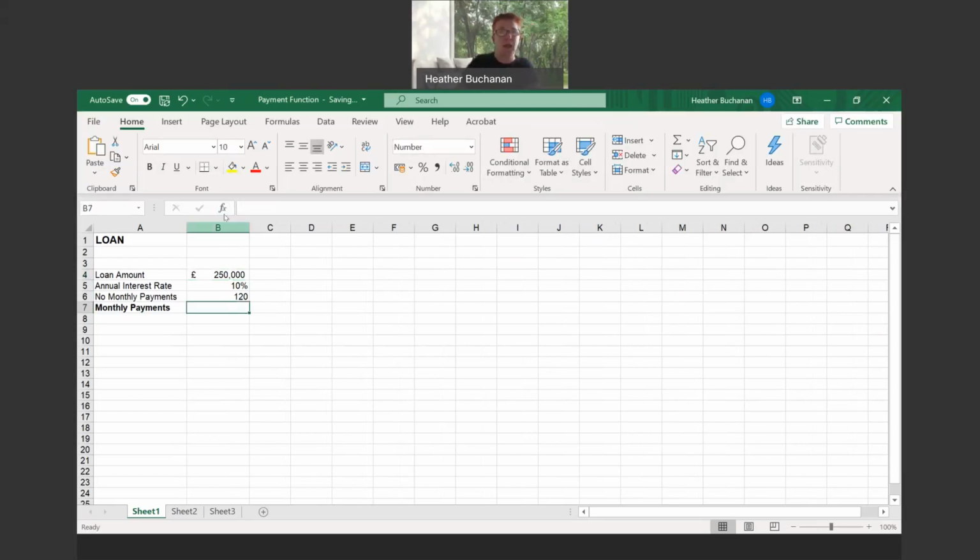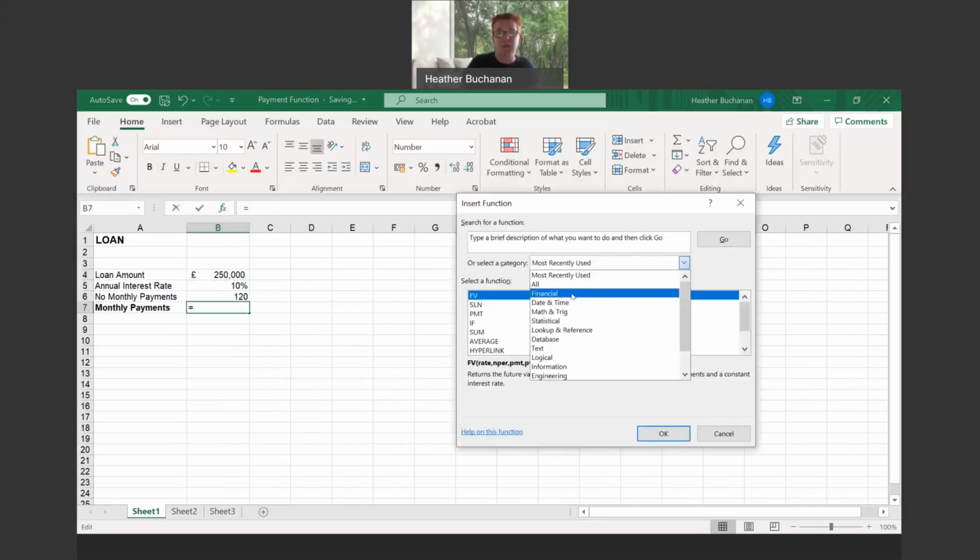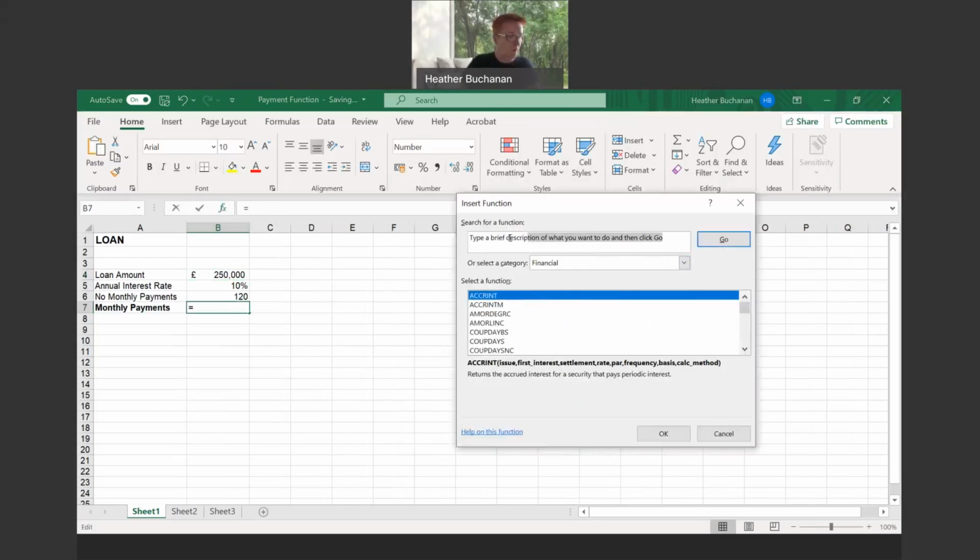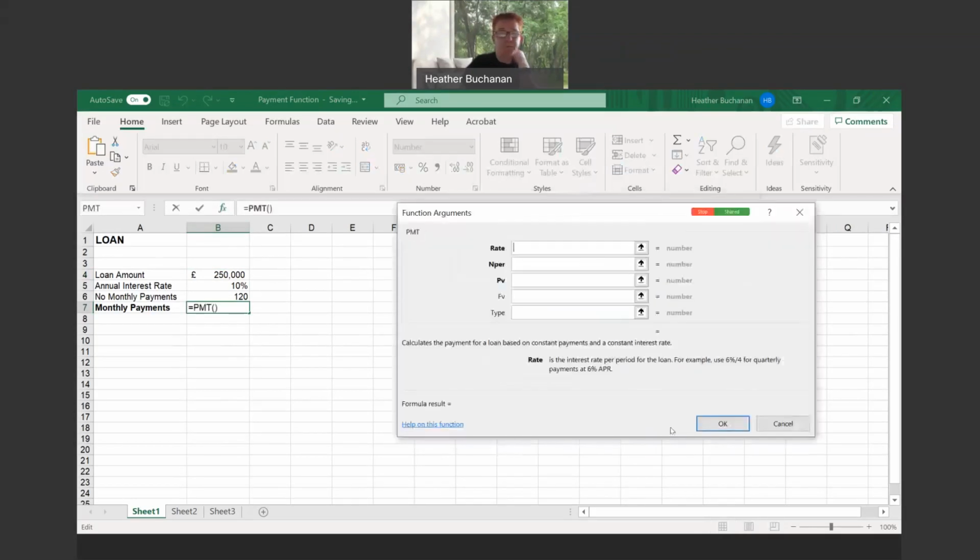So again, I use my FX to insert a function. Again, you would go to financial and search for PMT, the payment function. Try that again, PMT, and click on go, and here we have it. It tells me here, calculates the payment for a loan based on constant payments and a constant interest rate. So that's what we're looking for. Click OK. So the rate, as we know, is going to be B5, again, divided by 12.